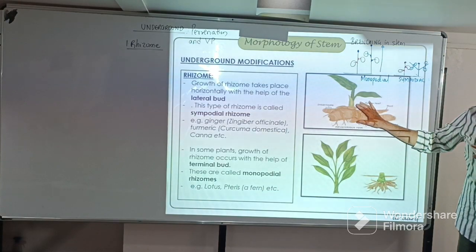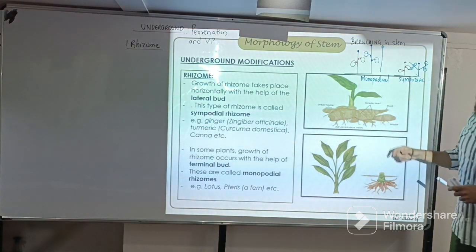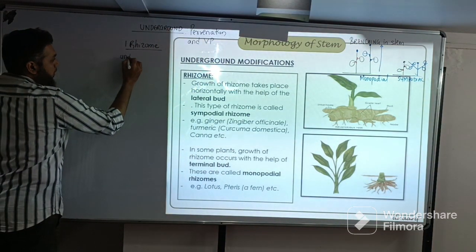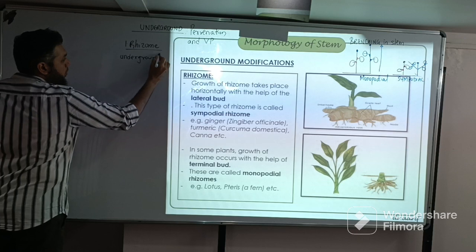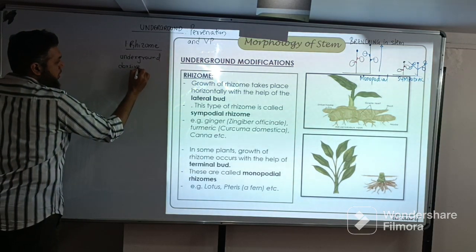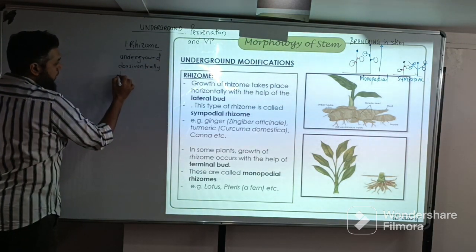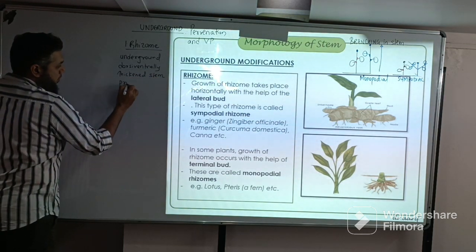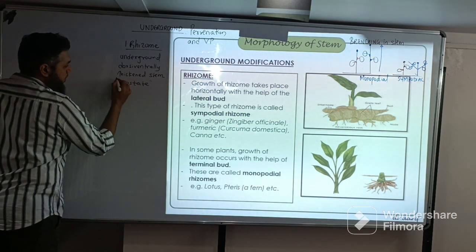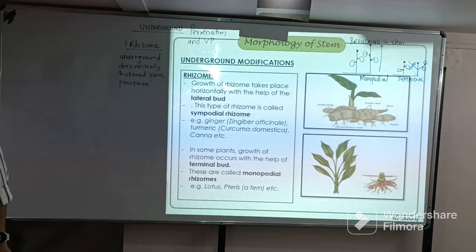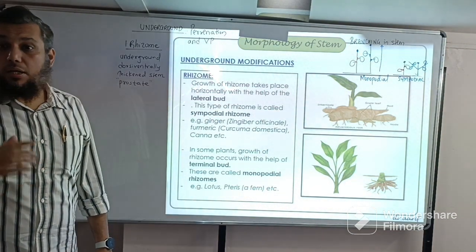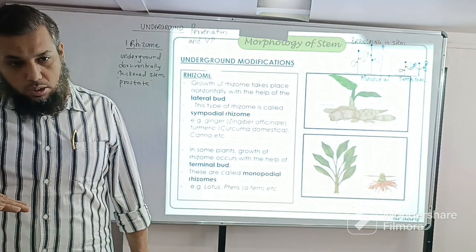Yes. And this is called a rhizome. What is it called? Rhizome. So what is a rhizome? It is an underground, dorsiventrally thickened stem, which is prostrate. Even this word is important. Prostrate. What do you mean by prostrate? Yes, very good. Horizontally to the ground. Right now I am standing erect. When you sleep, you are prostrate.